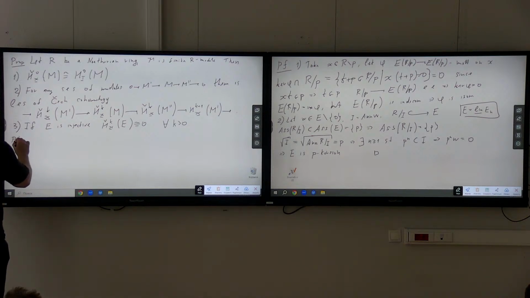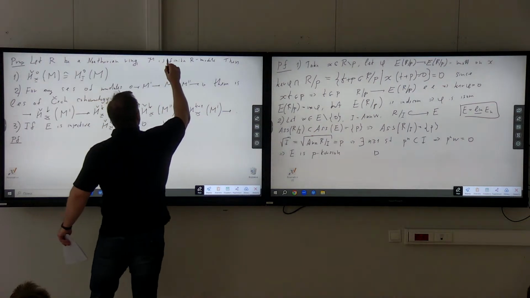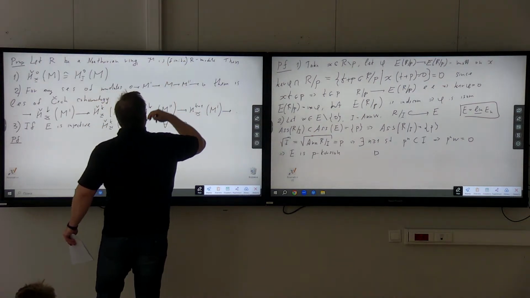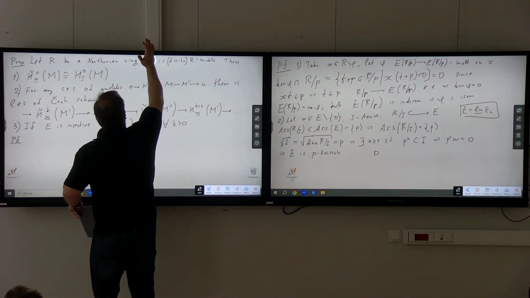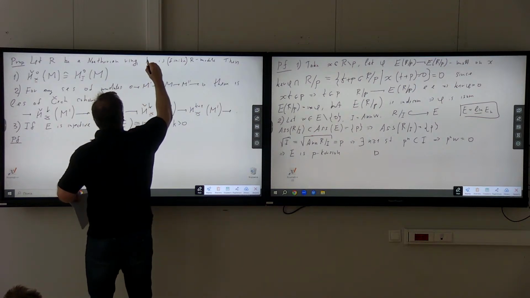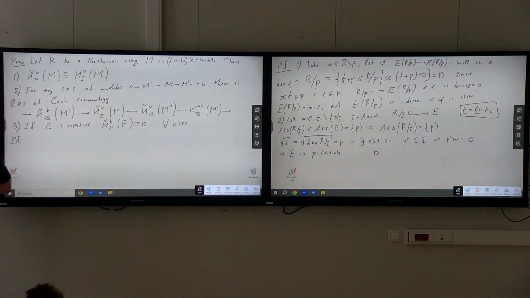Okay. While formulating this statement, I was thinking really that M is finite. I don't think that I'm going to use that M is finite, so M actually could be any other module. Let's see this. Okay, so the first part.